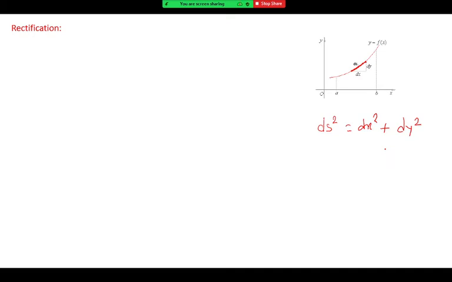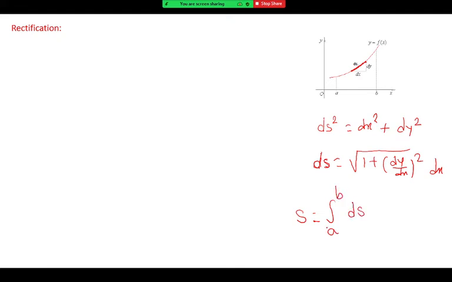Provided ds tends to 0, this is the relation we get, and indirectly we get the value of ds as square root of, if we take dx square as common, 1 plus dy by dx bracket square into dx. This ds is a very small length of the arc length s. And if you want the entire arc length s, it is obtained by integration from x equal to a to x equal to b of that small ds. If we replace the value of this small ds and integrate it from a to b, we get the entire length of the curve. This process is known as rectification.